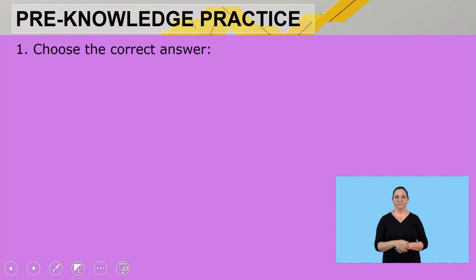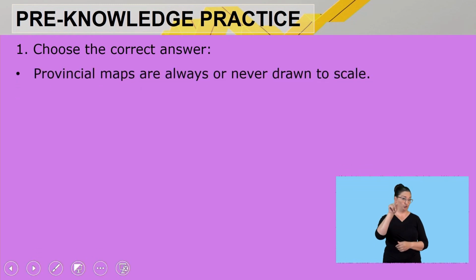Now let us quickly do a short practice, and I want you to work with me here. The first question says choose the correct answer. Let's see what our question is about. It says here, provincial maps are always or never drawn to scale. Now remember, provincial maps are always, so that's our answer here. It is always drawn to scale.